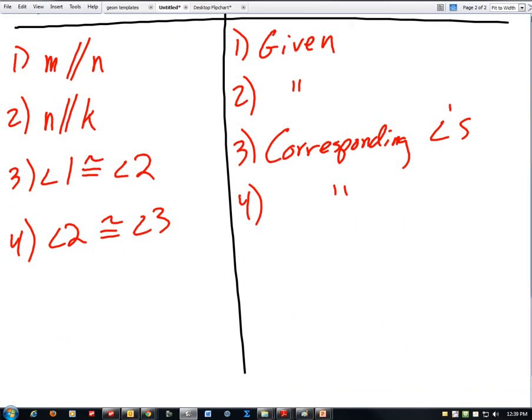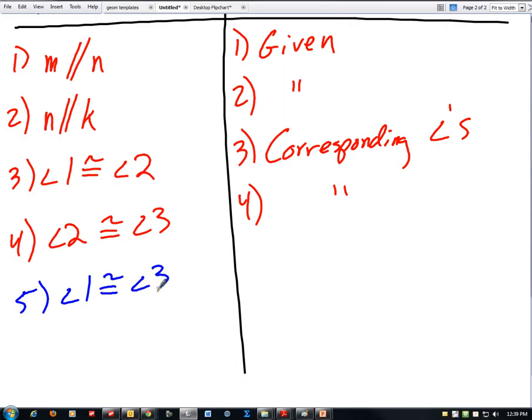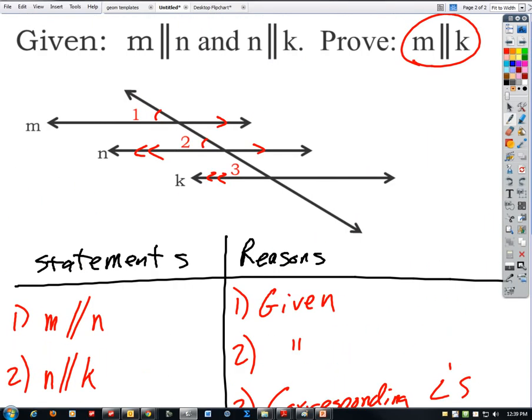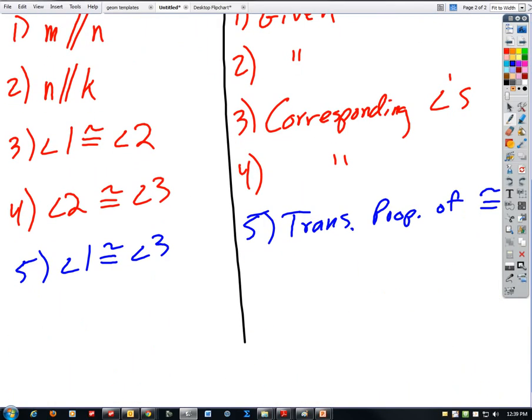Okay, so now we know angle 1 is congruent to angle 3 by transitive property of congruence. Okay. Make sense? And we proved it, because the last statement is always going to be what we're trying to prove. And once we get there, oops, no, we're not there, sorry. Okay, one more step. We weren't trying to prove the angles congruent. We were trying to prove the lines parallel. Forgot. Right? So then what's the last step?